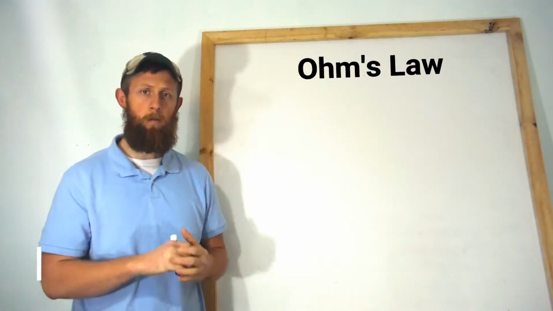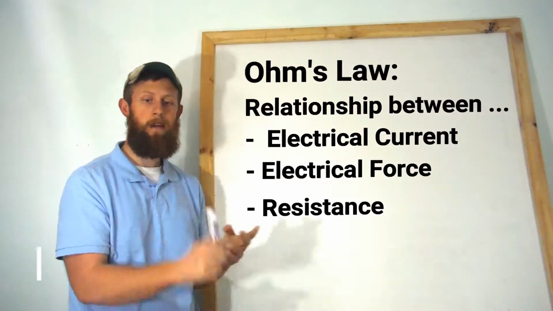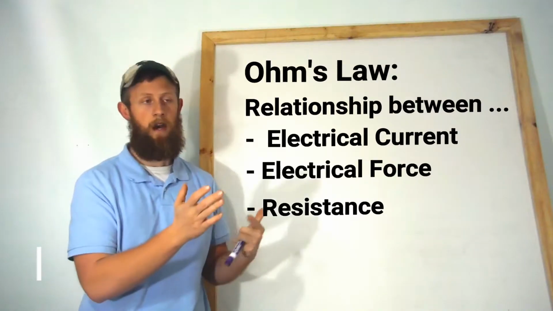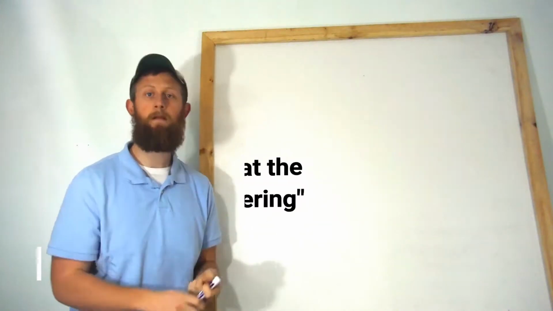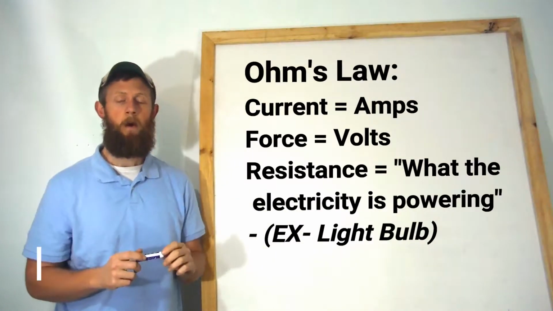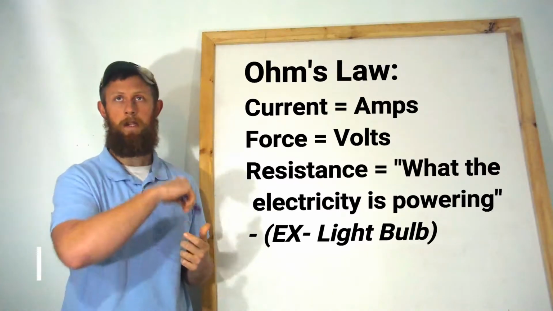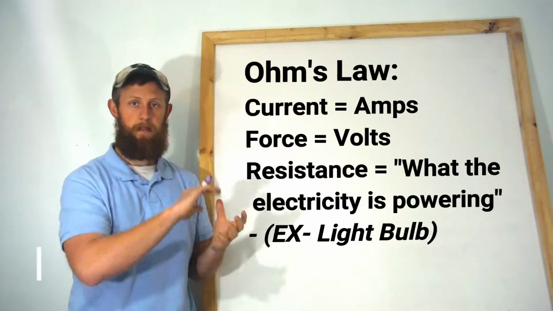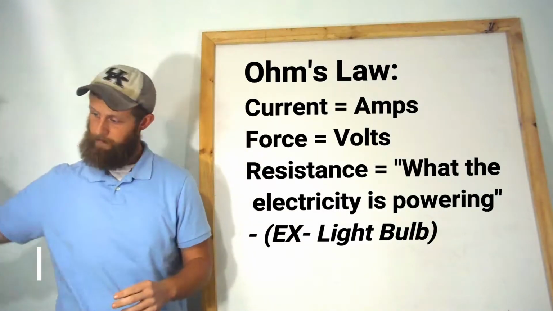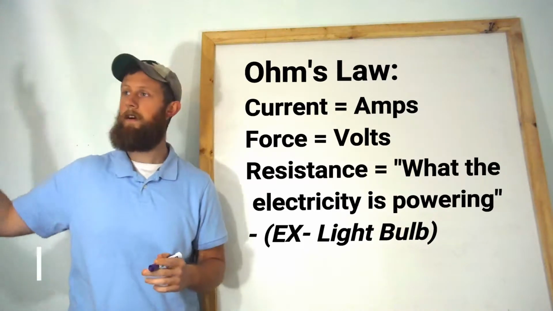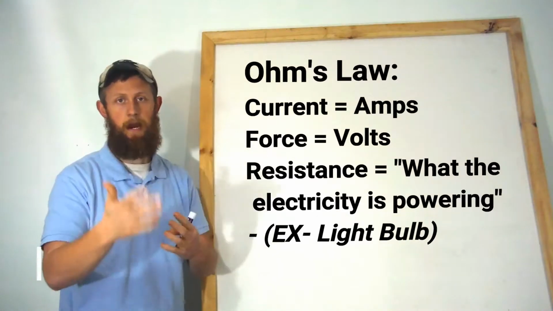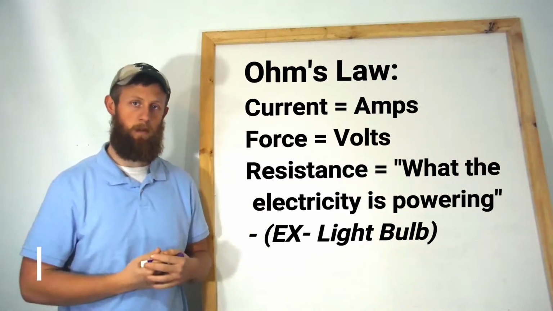So to start, Ohm's law is the relationship between electrical current, electrical force, and resistance. So back to the wattage, volts, and amps. The current is the amps, the force is the volts, and the resistance is that last piece we haven't talked about yet, or at least very much. And what that means is in a circuit, it's like what the electricity is powering. So my immediate example here is a lamp. The amps and the volts are coming out of the wall through the plug. The circuit comes through, and the resistance is the light bulb, right? That's what the electricity is powering. And so that's put into this equation.